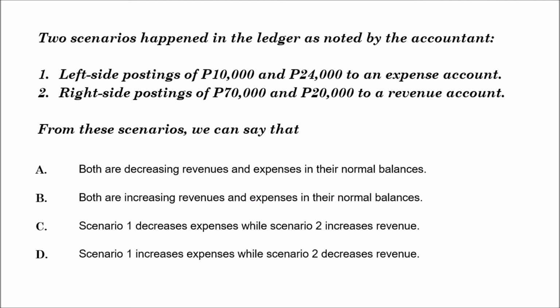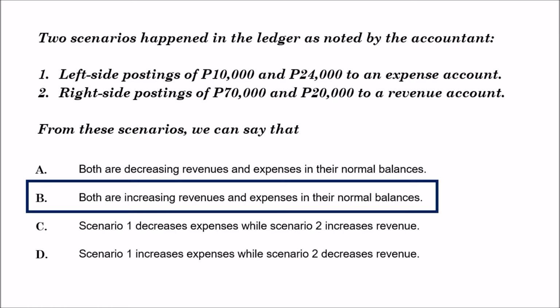So the correct answer is letter B. Both are increasing revenues and expenses in their normal balances. Why is B the correct answer? In number 1, the left side postings of 10,000 pesos and 24,000 pesos were posted in an expense account. An expense account has a normal balance of debit. And then the right side postings of 70,000 and 20,000 pesos were made to a revenue account. The right side is credit, and the normal balance of revenue is credit. So both transactions are increasing revenues and expenses in their normal balance. The normal balance of an expense is the left side, which is debit, and the normal balance of revenue is the right side, which is credit. So that's how we will be answering the question.